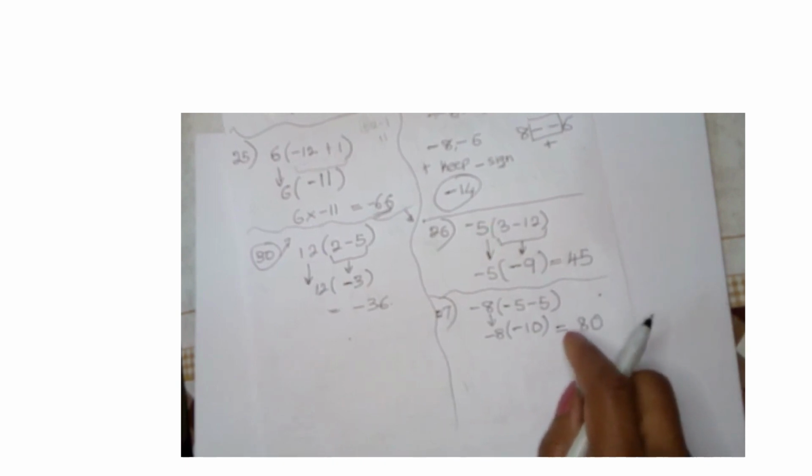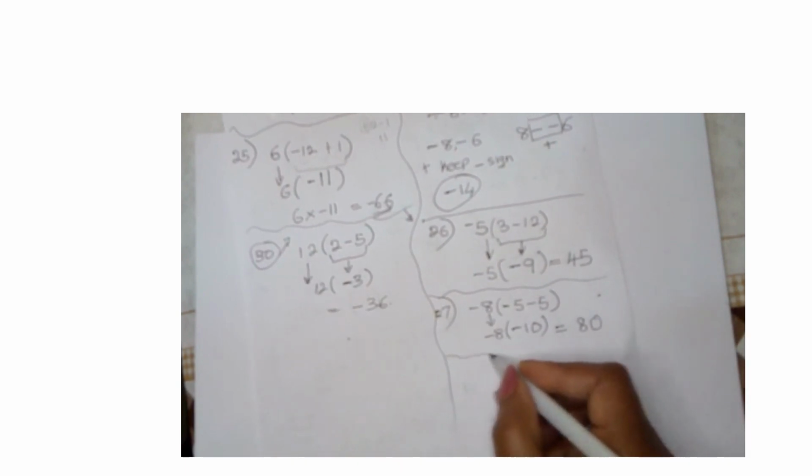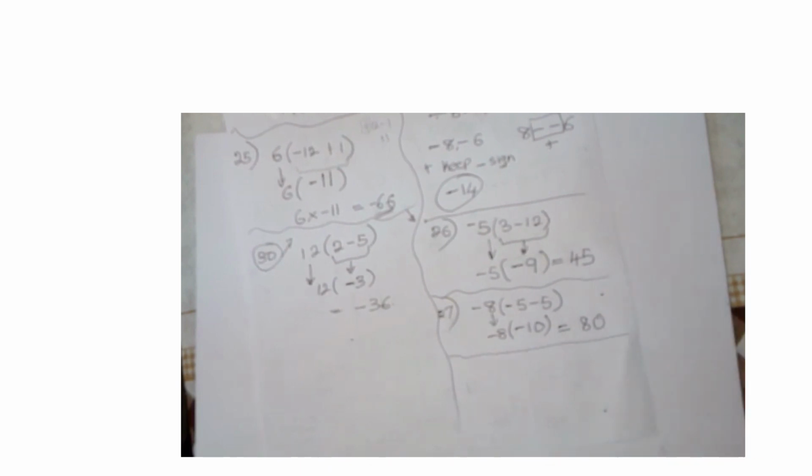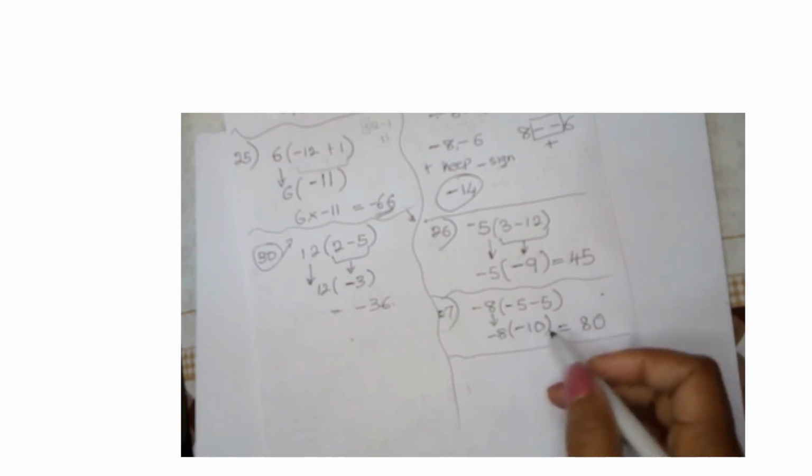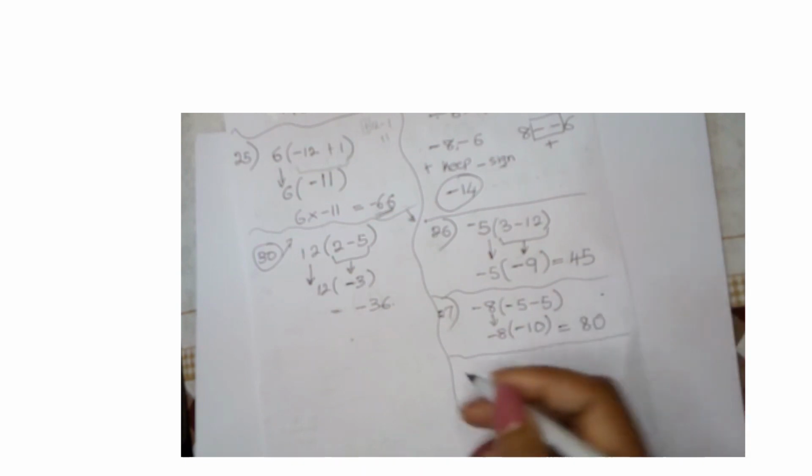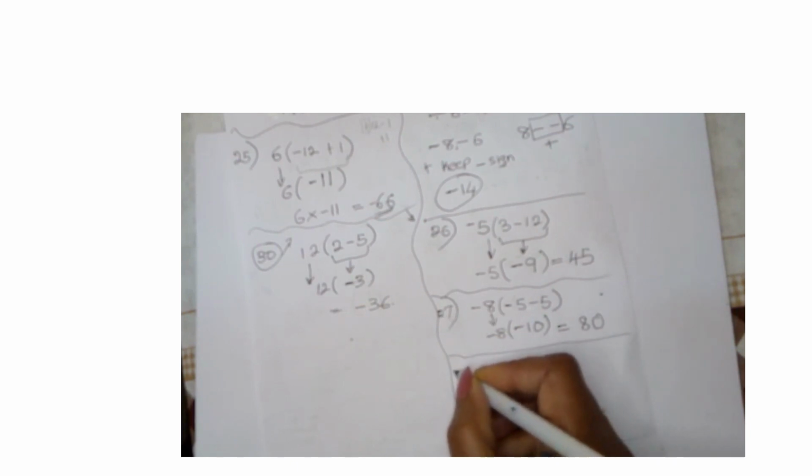The next question is question number 28. It's all the same thing. Question number 27 and question number 31 are the same. Question number 28 and question number 32 are the same. So all you have to do is observe how we did this one and follow the same steps. They only change the numbers.